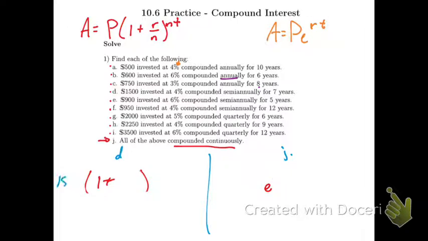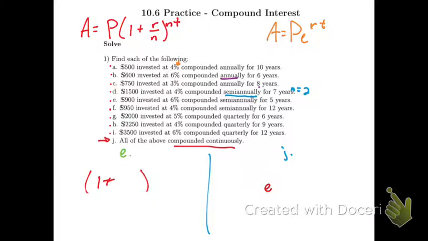For D, we have 1,500 going in here. So 1,500. Then we have 4%, so 0.04, compounded semi-annually. Semi-annually means twice a year. So n equals 2. So 2 goes there, 2 goes there. Now, for 7 years, so 0.04 for the percent interest, and then it's for 7 years. That's how you set both of those up.